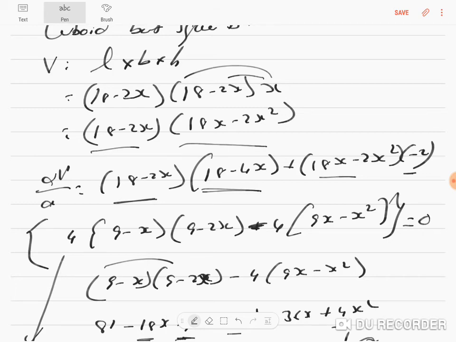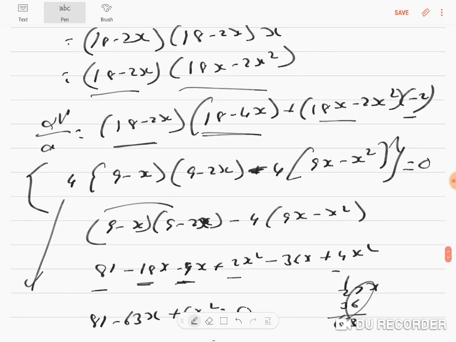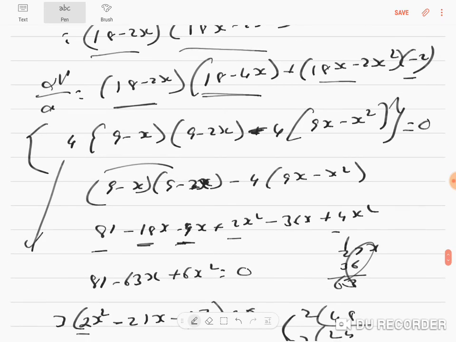So we can take the 4 throughout outside. 9 minus x into 9 minus 2x, 81 minus 9 2s are 18, minus 9x plus 2x square. This is not wrong, right? Minus 36x plus 4x square, absolutely right. So 18 and 9 seems 27x plus 36, that is also 63, plus 6x square.